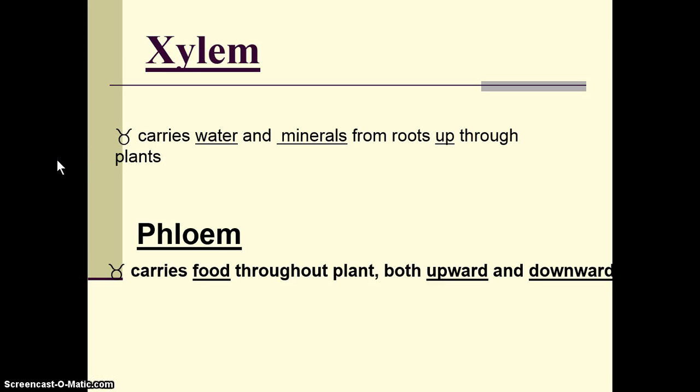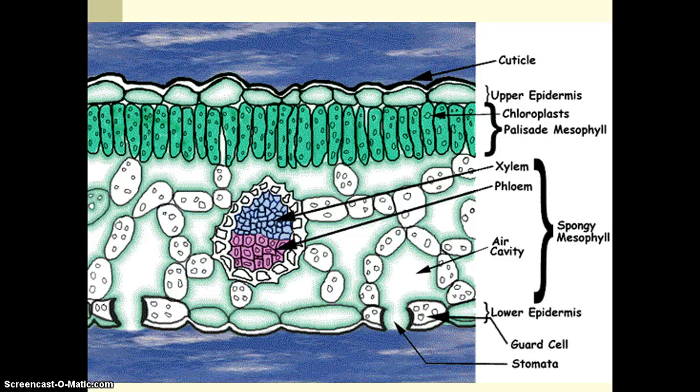A leaf also contains xylem and phloem, and if you think back to our notes on what is a plant, xylem and phloem are vascular tissue. The xylem carries water and minerals from the roots up through the plant. The phloem is responsible for carrying food throughout the plant, both upward and downward. Okay, xylem also helps to support the plant because it has thick walls.